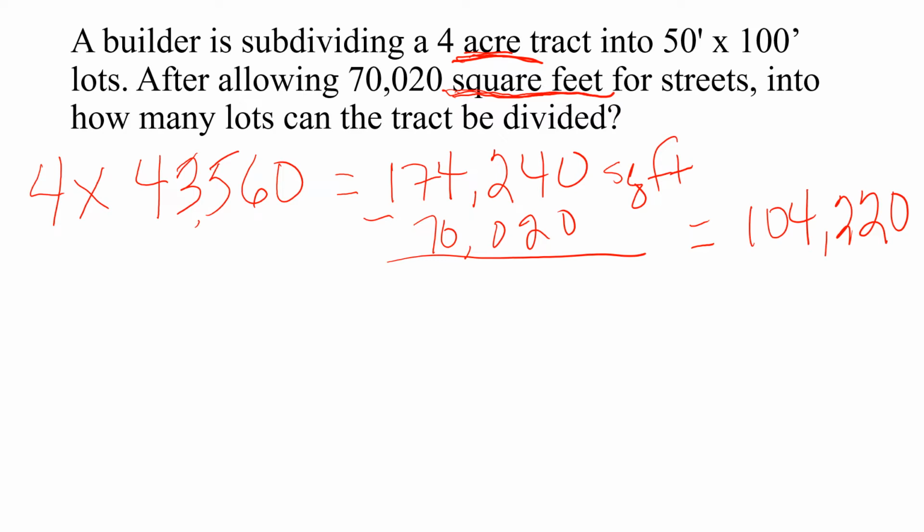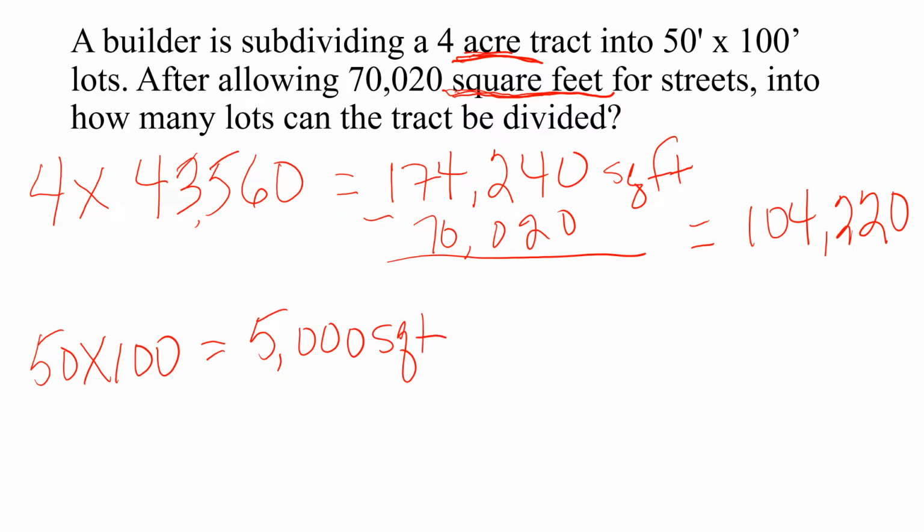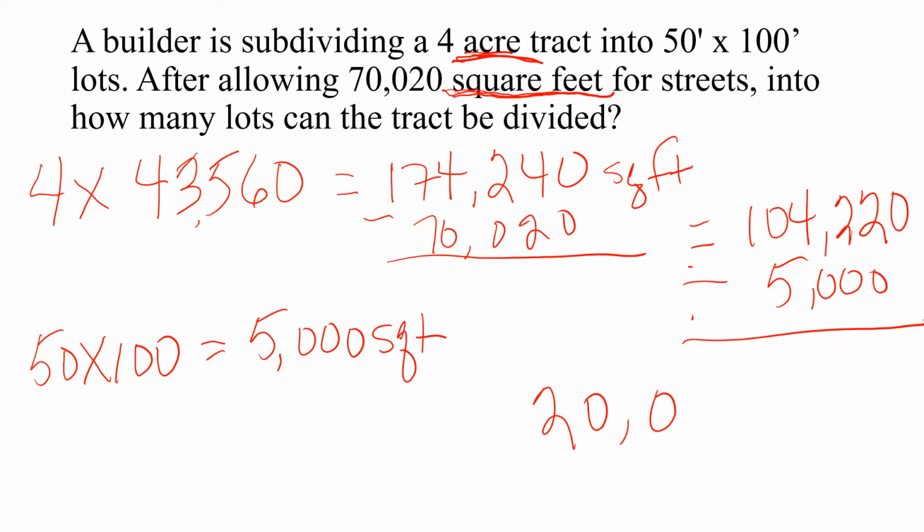Each lot, let's convert our lot into square feet. Each lot is 5,000 square feet. So if we divide our total by 5,000, this gives us 20 lots. Just 20 lots, because we can't have a fraction of anything here.